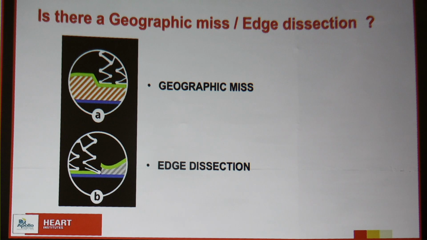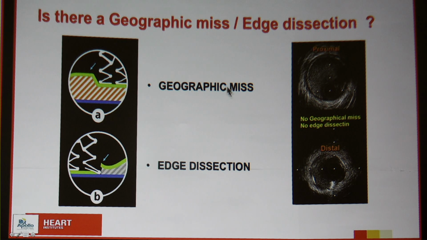Truly speaking, two complications are very common: the geographic miss and the edge dissection. So be careful about the geographic miss, because if you miss it, these are the areas where restenosis will occur. And if you get a stent edge dissection, this may thrombose and may cause problems. So this is a case where you can see the proximal vessel and the distal vessel. There is no geographic miss, no edge dissection.